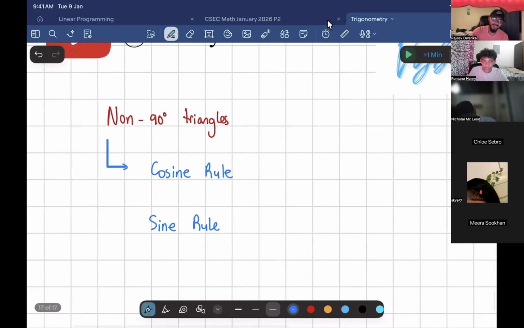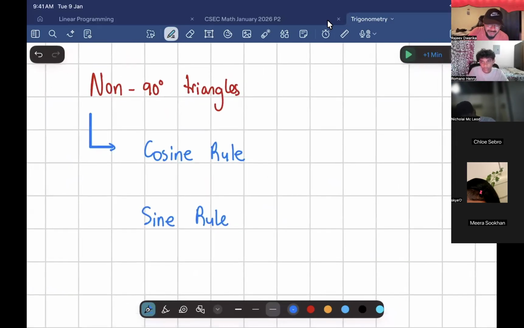So guys, you just use the cosine rule anytime you have a what? A what angle? Isn't it the included angle? Yes. Romano, we're talking about non-90 degree angle triangles, so we're not talking about hypotenuse, adjacent, opposite. We are talking about the included angle.